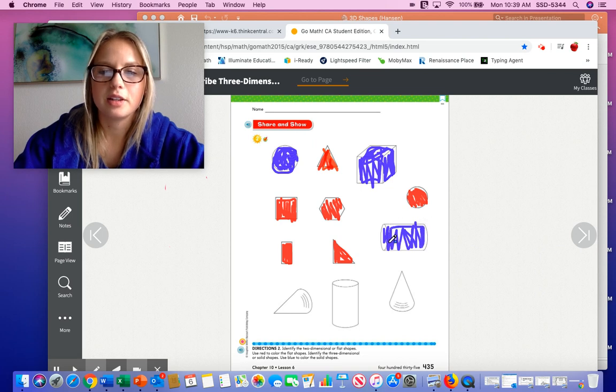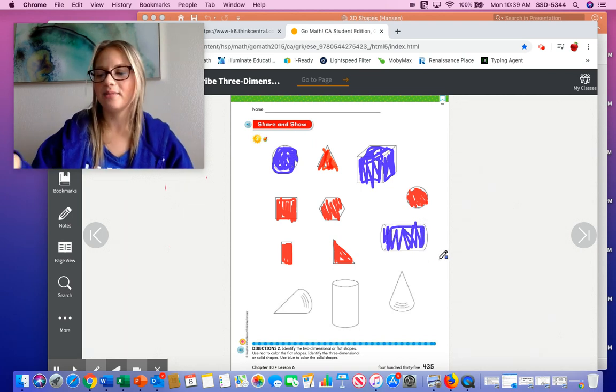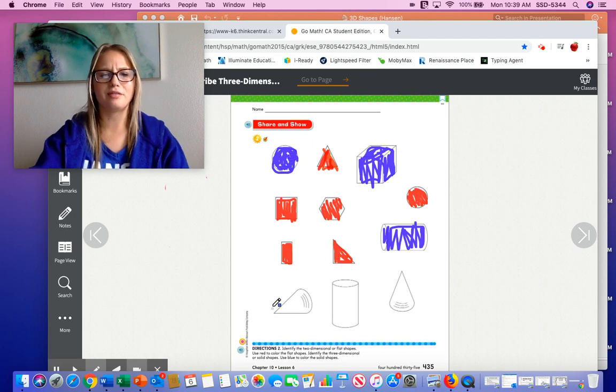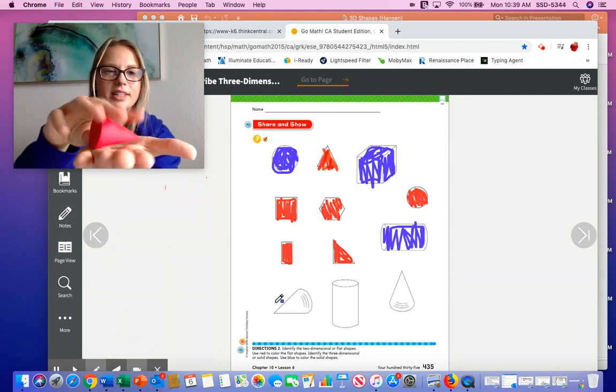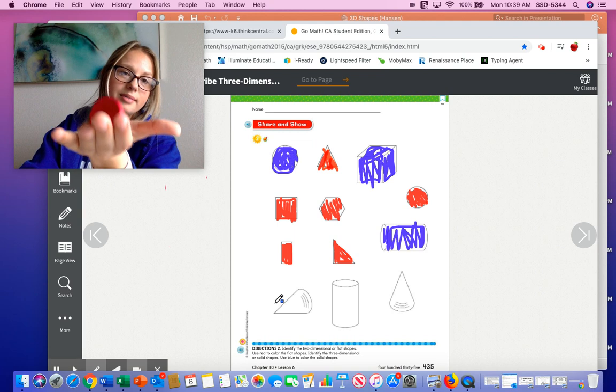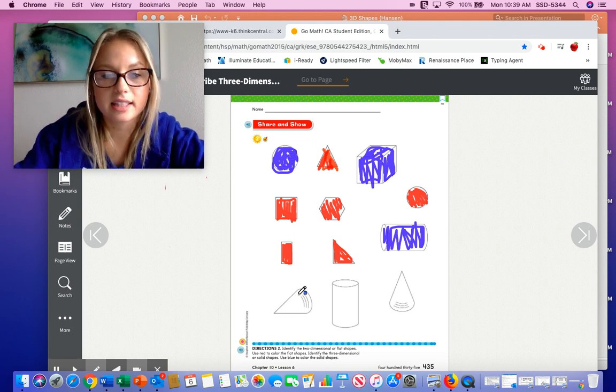This page is taking a long time with my coloring. What about this shape that looks confusing? It's just a cone, sideways. Is a cone 3D? Yes, let's color in the cone because it's solid.